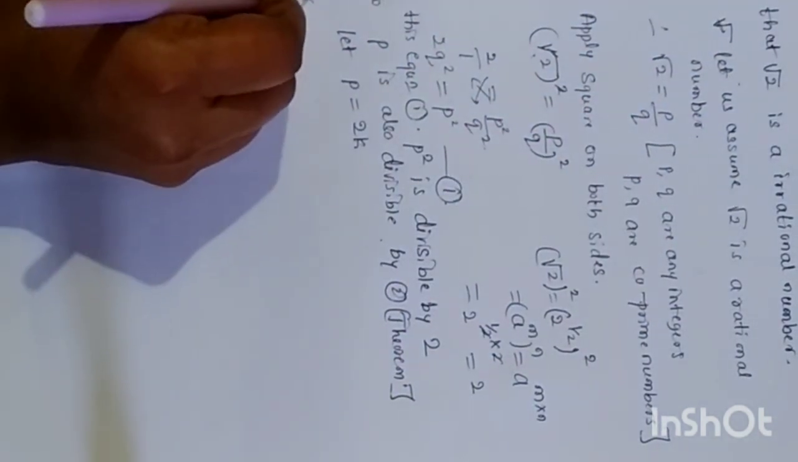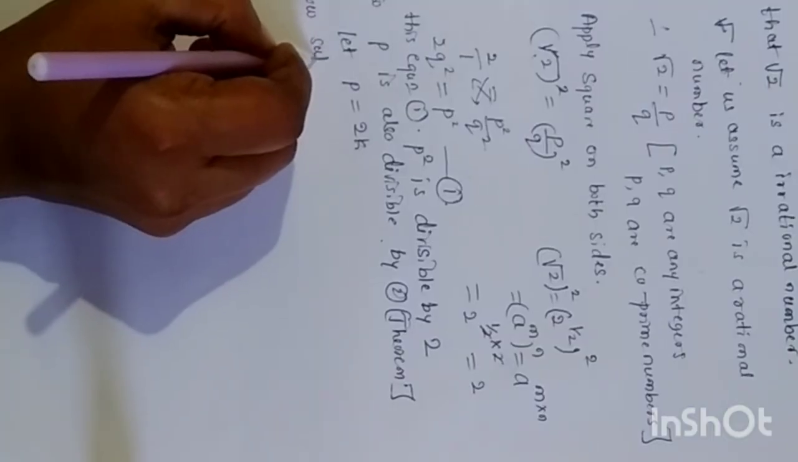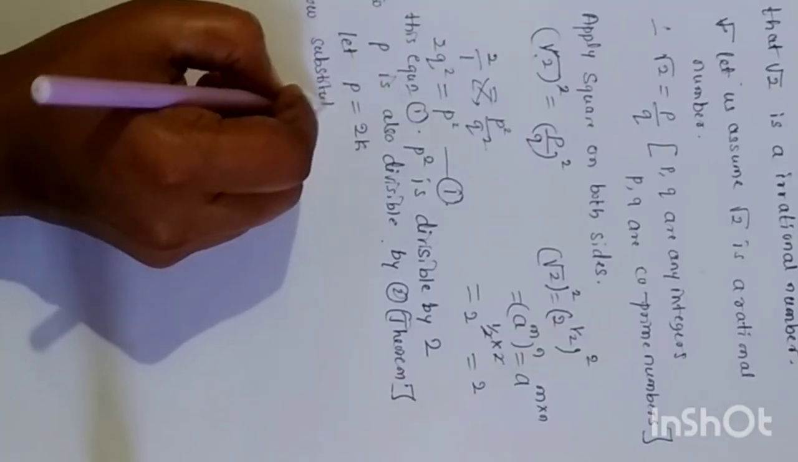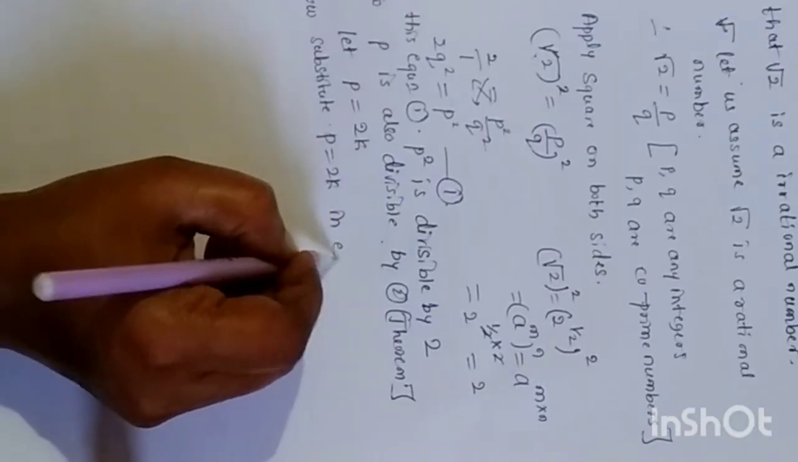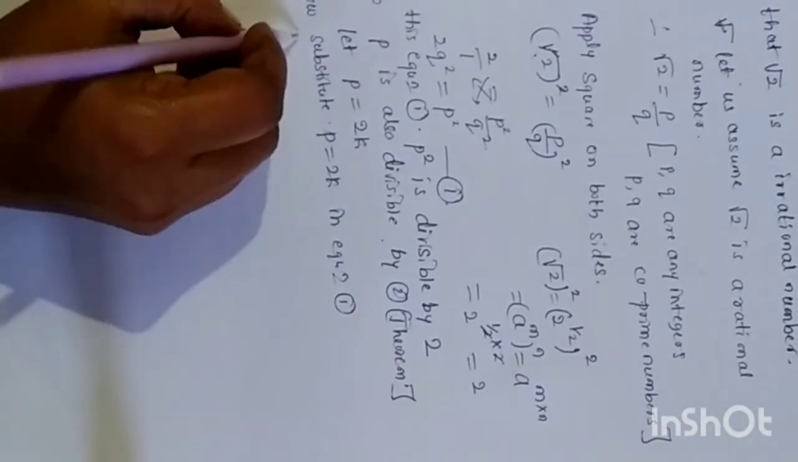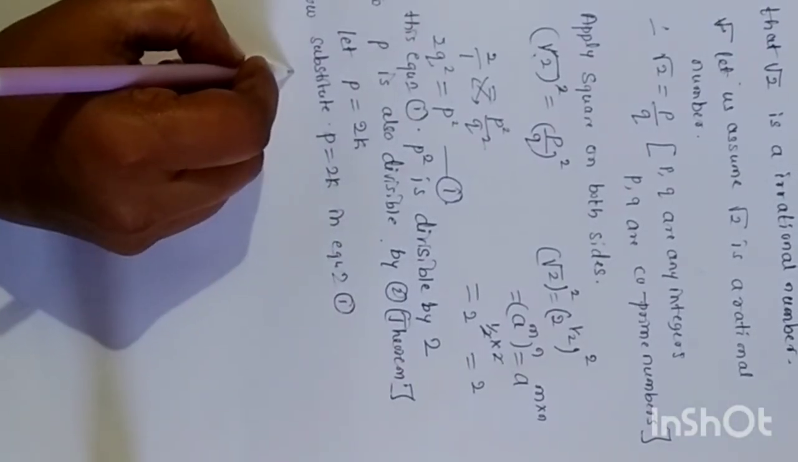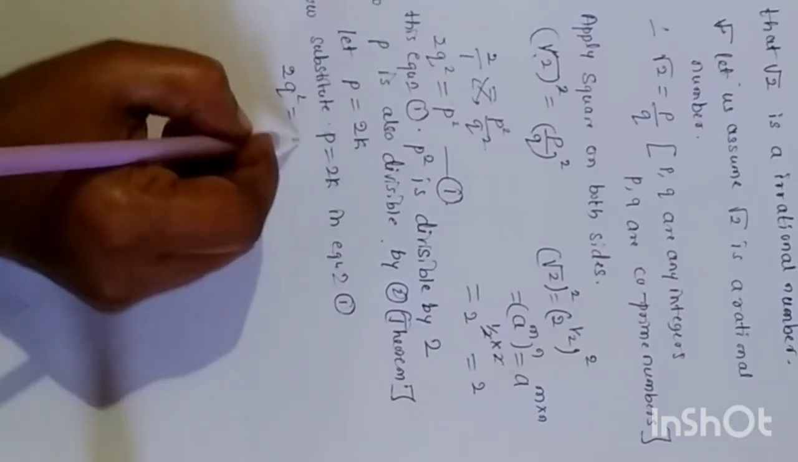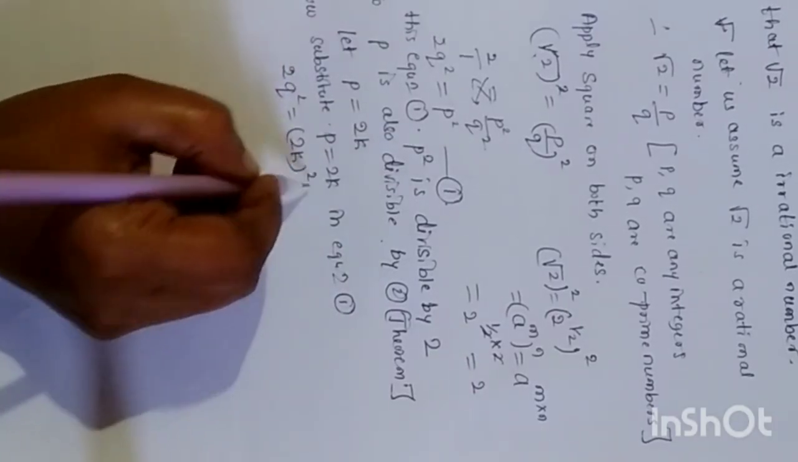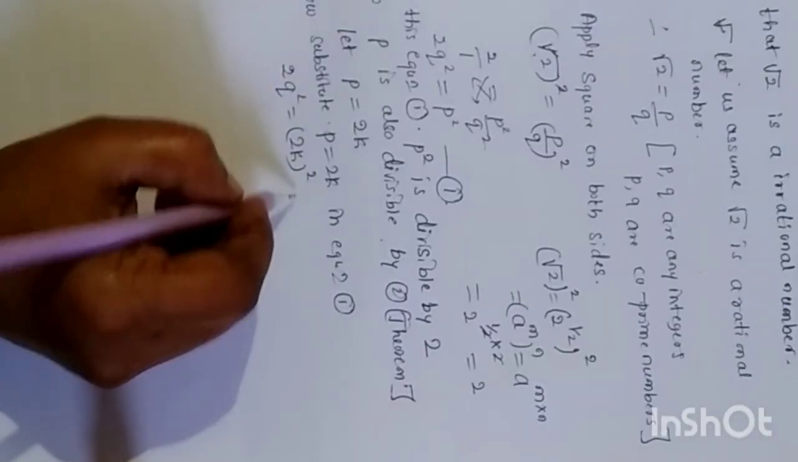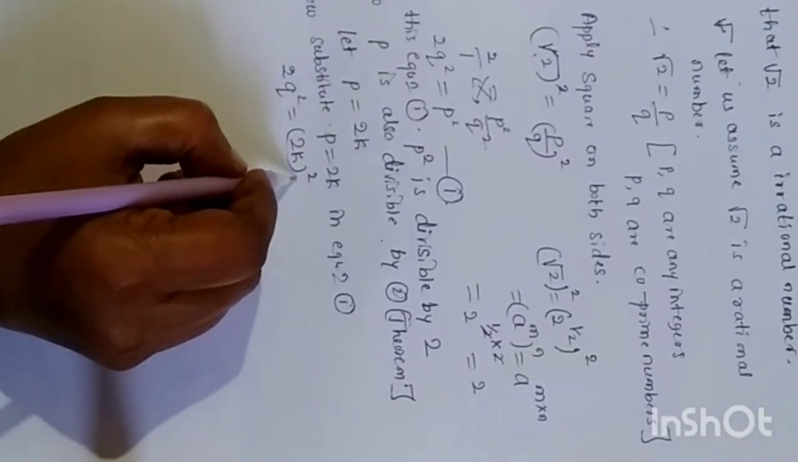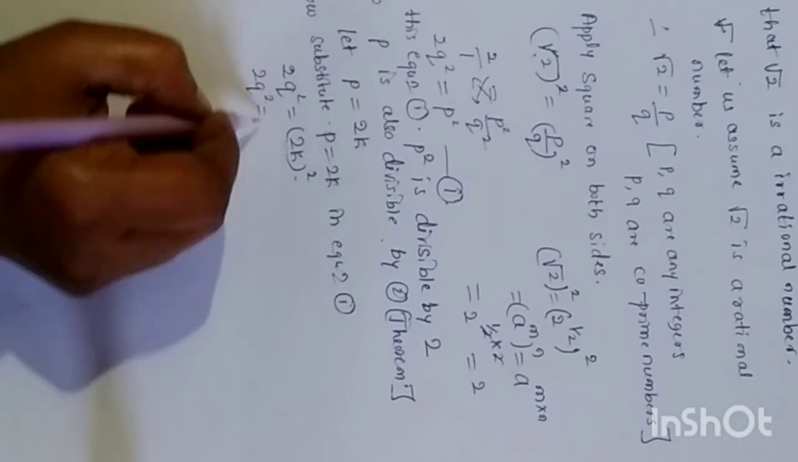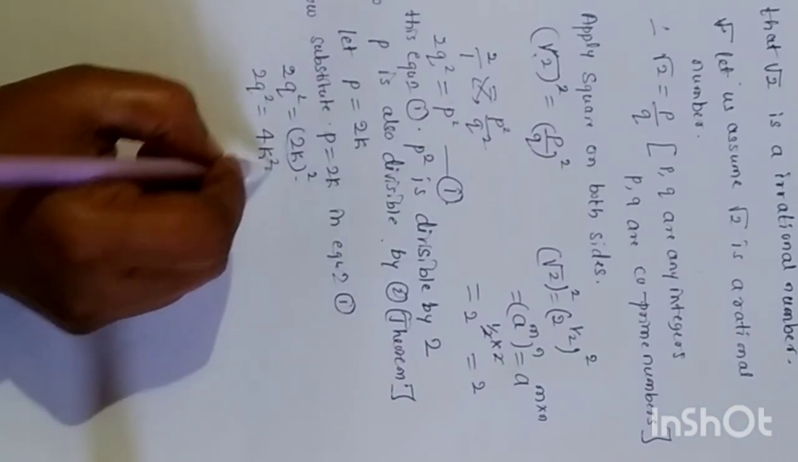Now substitute here p equals 2k in equation 1. Therefore, when you substitute p equals 2k in equation number 1, we get 2q square equals 2k whole to the power 2. Then you know already this square is applied to both numbers. Therefore, 2q square equals 4k square.